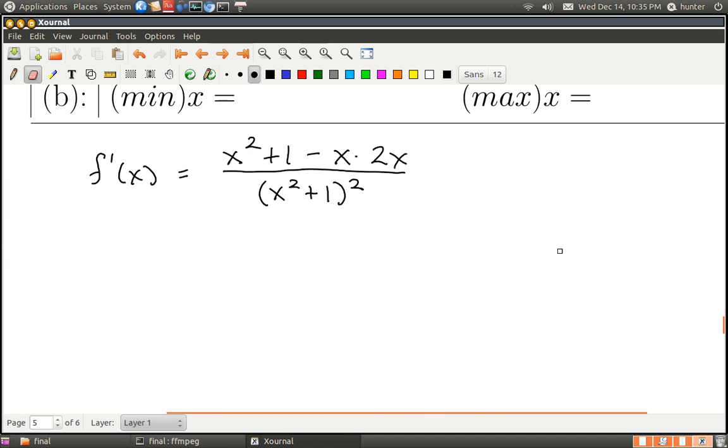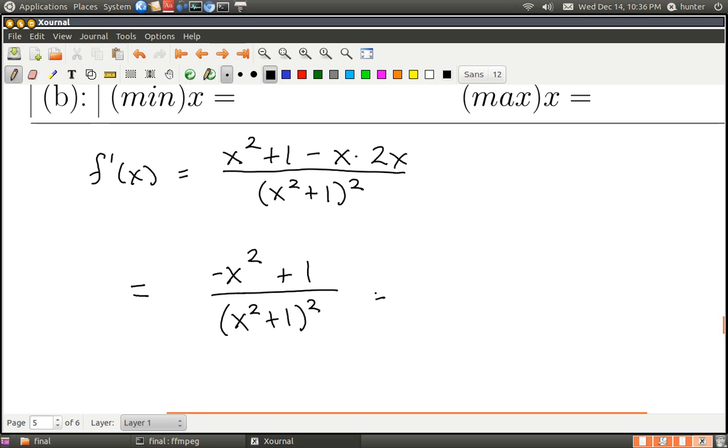Going to combine stuff in the numerator. And let me just see, what is this? This is negative 2x squared, right? So if I've got x squared and I take away 2x squareds, that leaves me with negative x squared. This is plus 1. And on the bottom I have x squared plus 1 squared.